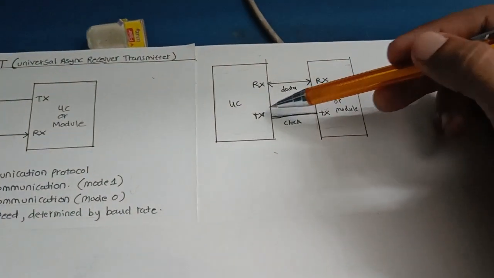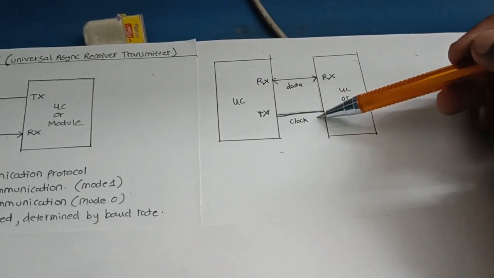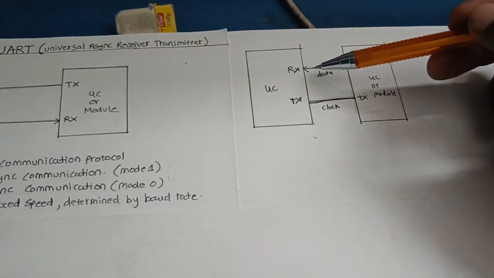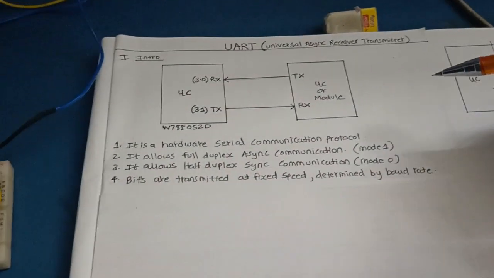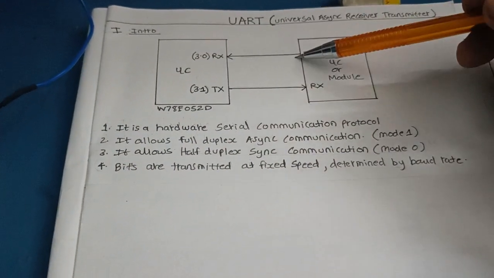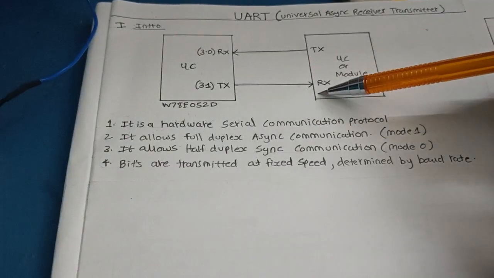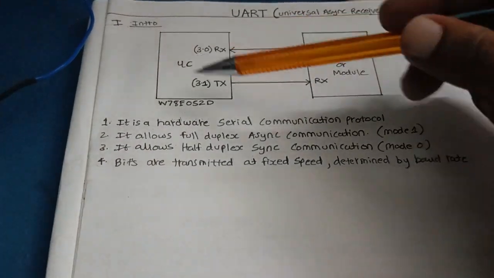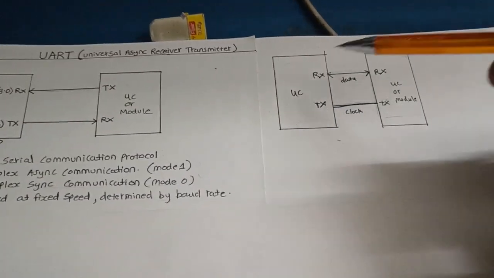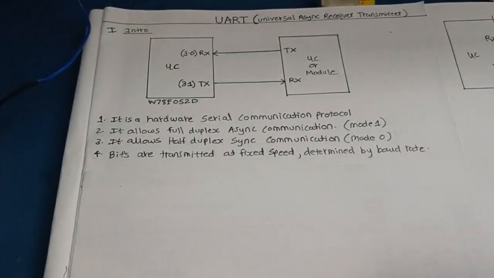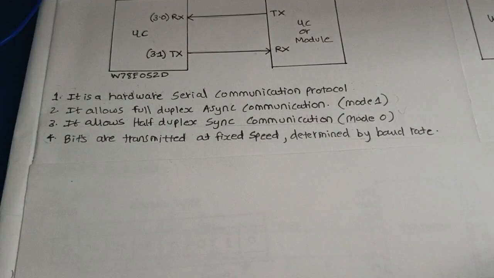And here TX is connected to the clock line and RX is connected to the data line. But in mode 1, RX is connected to TX and TX is connected to RX. And this is widely used rather than this one, which is half duplex. So first let's see mode 0.